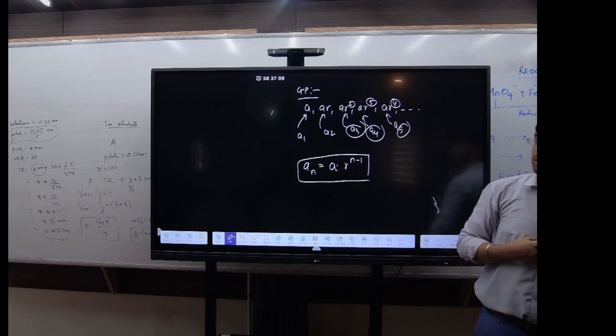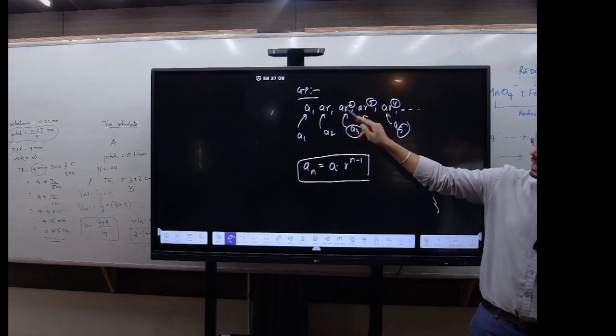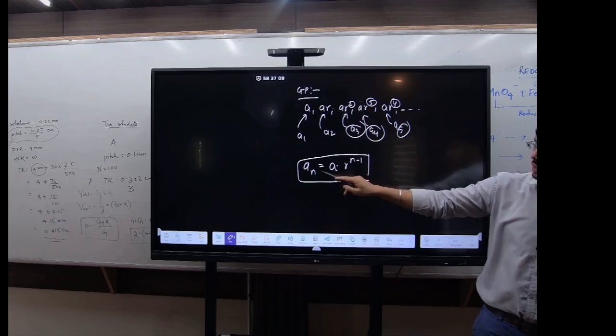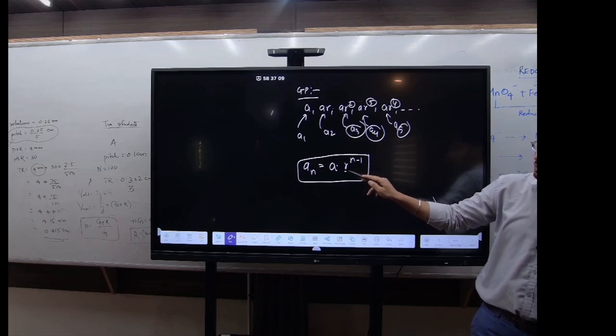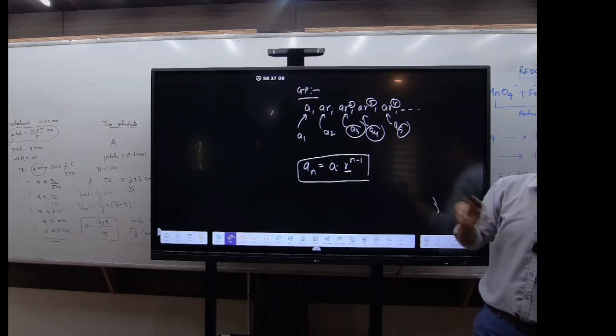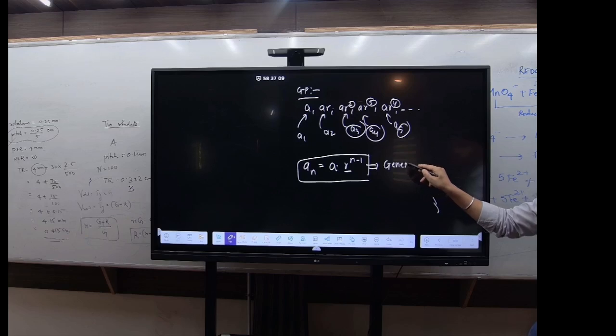What is the general form formula? You can see this, no? The second term, A2, is AR to the power 1. A3 is AR square. A is always present. So in every term, A will be present, and the power of R will be, if this is n, this will be n minus 1. So this is the general term formula of a GP. It means if you know the general term formula, you can find any term. And the first question they will ask is what is the sixth term, seventh term and so on.